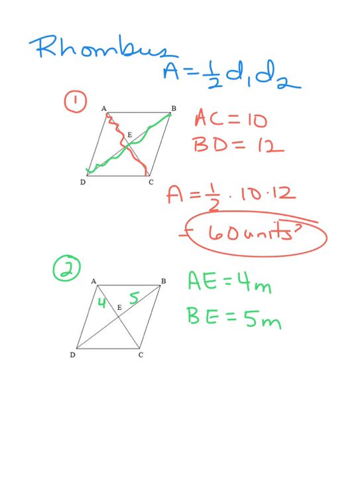In number 2, I have that AE is 4 meters. So I know that EC is also 4 meters because in a parallelogram, the diagonals bisect each other, and a rhombus is a parallelogram. Same thing with my other diagonal. So I know that my area is going to equal 1/2. One of my diagonals is 10, and the other is 8. It doesn't matter which order I put them in. So my area for this rhombus is 40 meters squared.